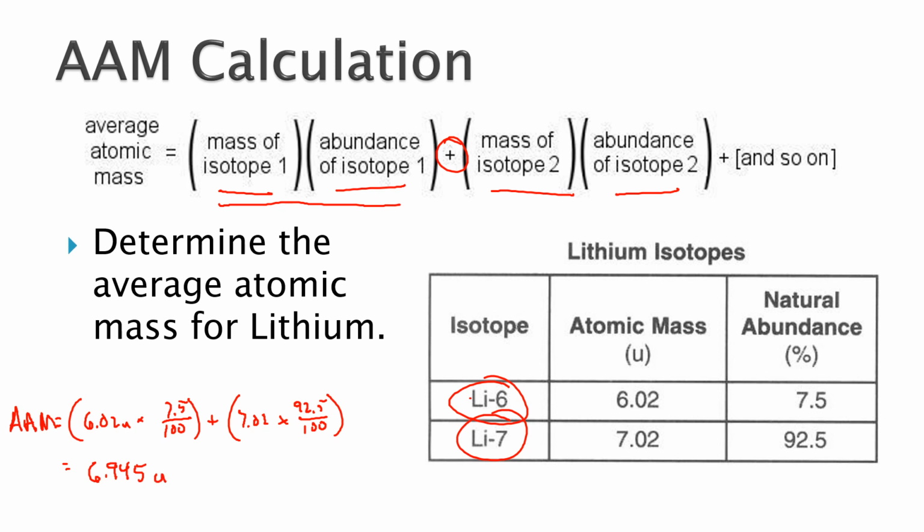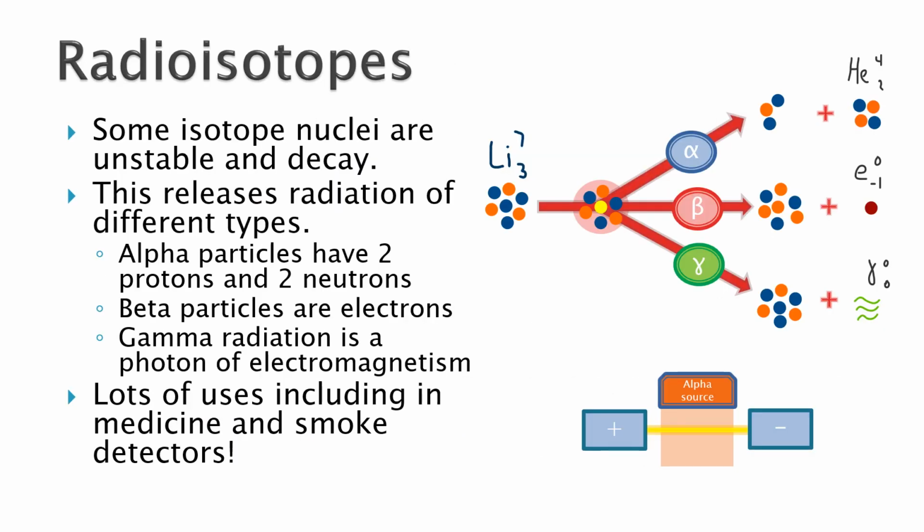All those values off your periodic table are average atomic masses of all the isotopes known for a given element. The last thing we're going to look at here are isotopes that are unstable. Unstable isotopes can decay or break down and give off chunks or bits of themselves to the surroundings. That's called radiation, and those isotopes are called radioisotopes. So we'll use lithium-7 here as an example, and we'll use three different types of radiation: alpha radiation, beta radiation, and gamma radiation.